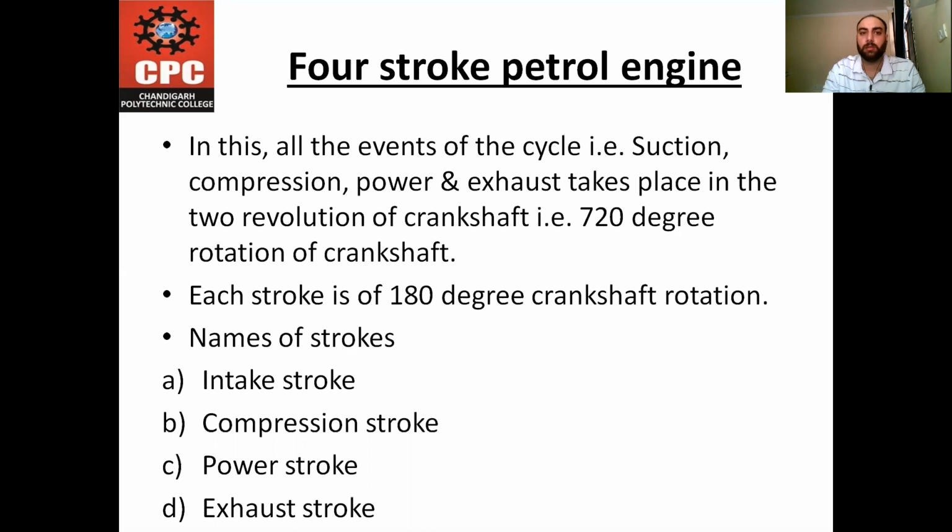Today we will discuss the four-stroke petrol engine. So, what is a four-stroke petrol engine? In this, all events of one cycle take place. What are the events? First is suction, second is compression, third is power, and fourth is exhaust. These take place in two revolutions of the crankshaft, which means 720-degree rotation of the crankshaft. To complete one stroke, the crankshaft rotates 180 degrees.